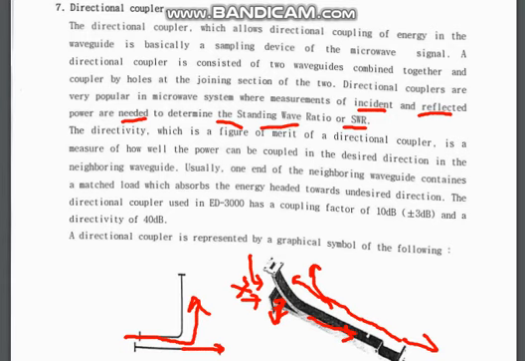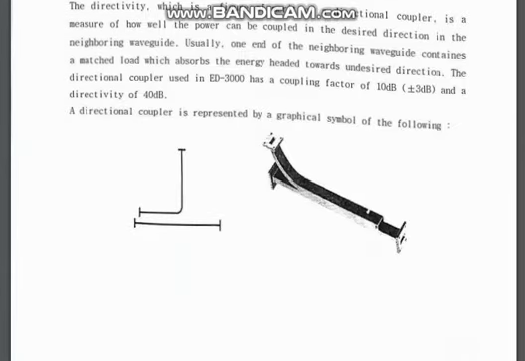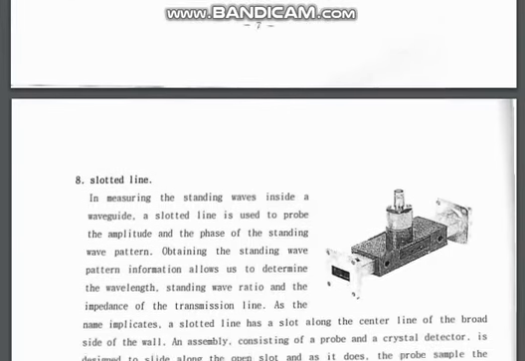So usually one end of the neighboring waveguide contains a matched load which absorbs the energy headed towards the undesired direction. The directional coupler used in ED3000 has a coupling factor of 10 decibel, plus minus 3 decibel, and a directivity of 40 decibel. A directional coupler is represented by a graphical symbol of the following. These are the graphical pictorial representations of a directional coupler.